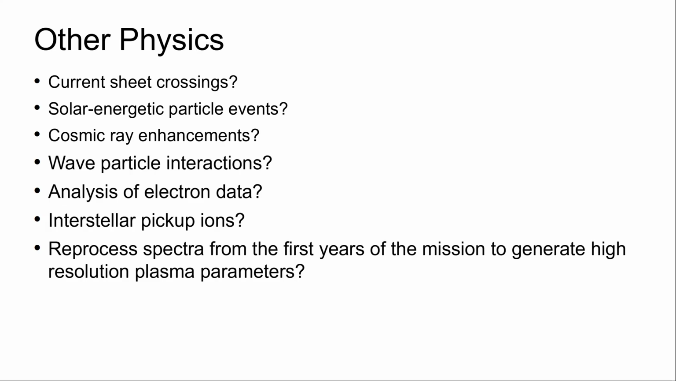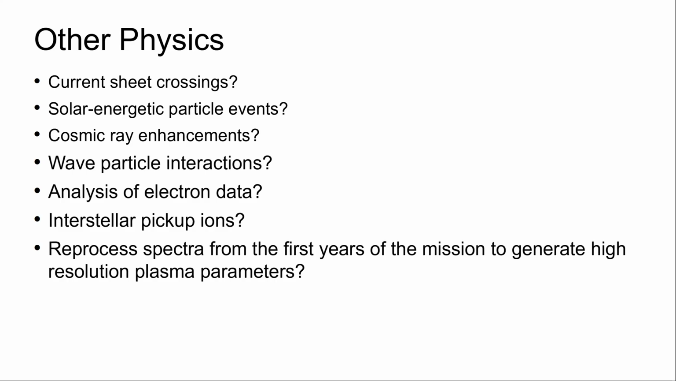No one's ever looked at the electron data. When I got to Ames, people just dismissed it, said it wasn't any good. I had no idea why. Nobody ever told me. Interstellar pickup ions can be detected using detector A in Pioneer 10 and 11. In principle, you could look for them with detector B, but this has never been done.